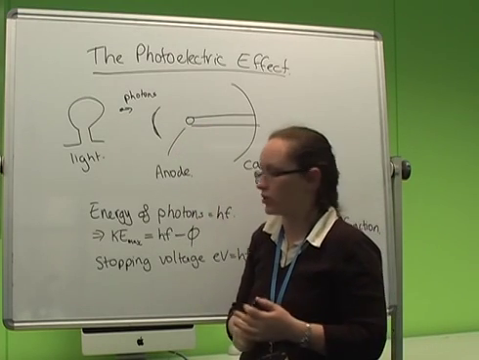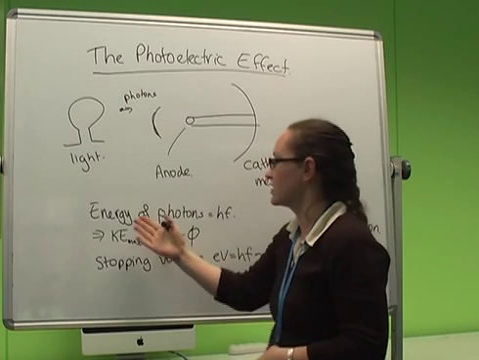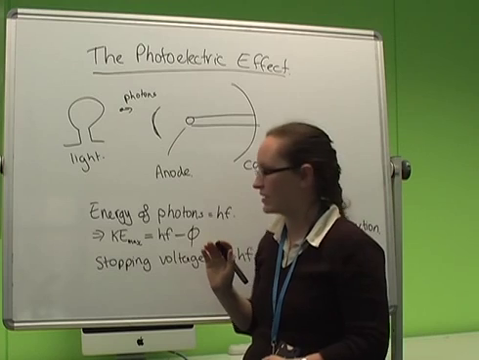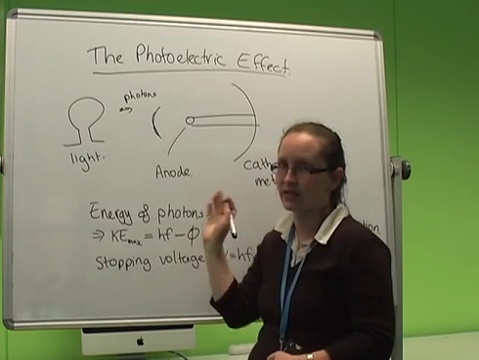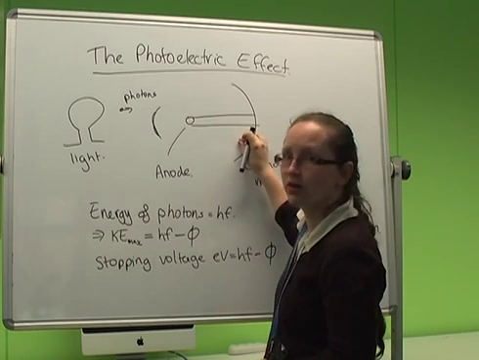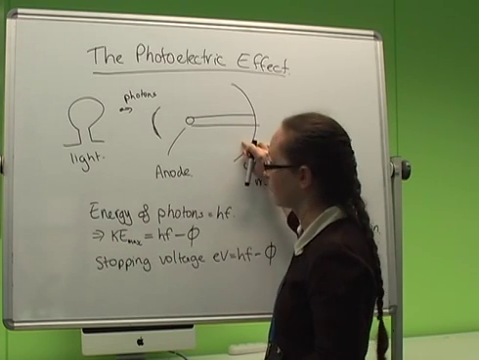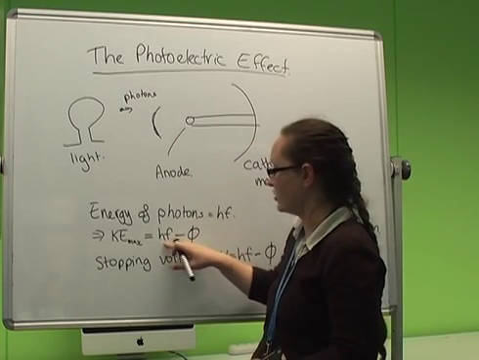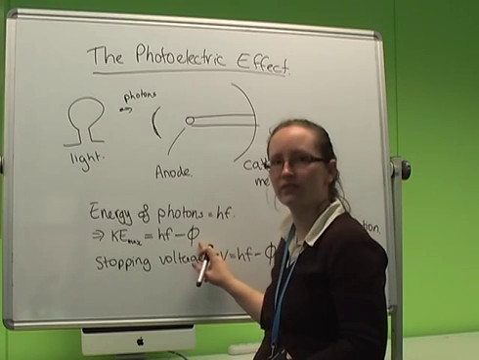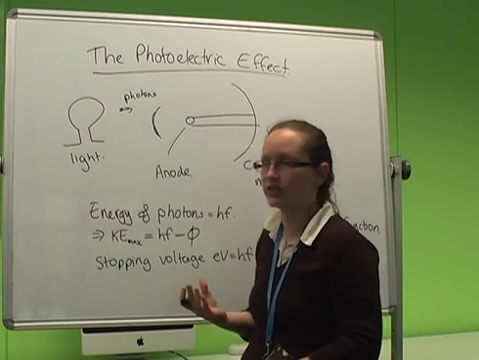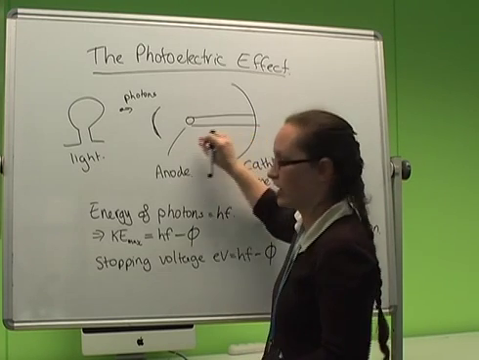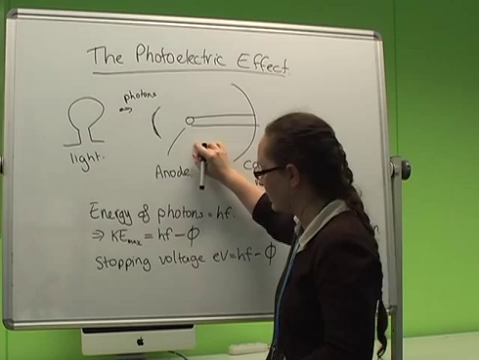The theory you need to know for this experiment is that the energy of the photons is given by hf, where h is Planck's constant and f is the frequency of the photons. The maximum kinetic energy of the electrons that are ejected from this surface is given by hf, which is the energy they get from the photons, minus the work function, which is the amount of energy you need to put in to cause the electrons to be ejected from the metal surface.